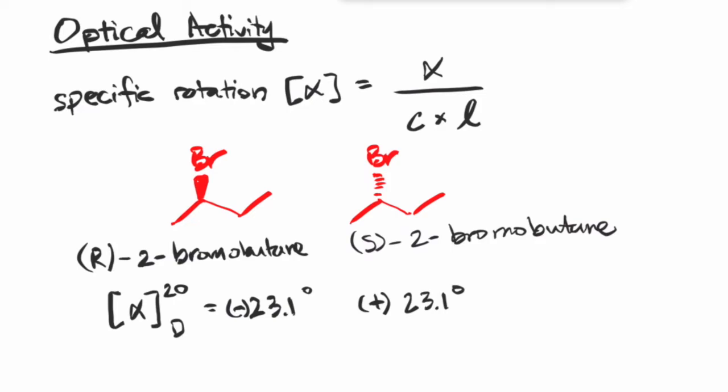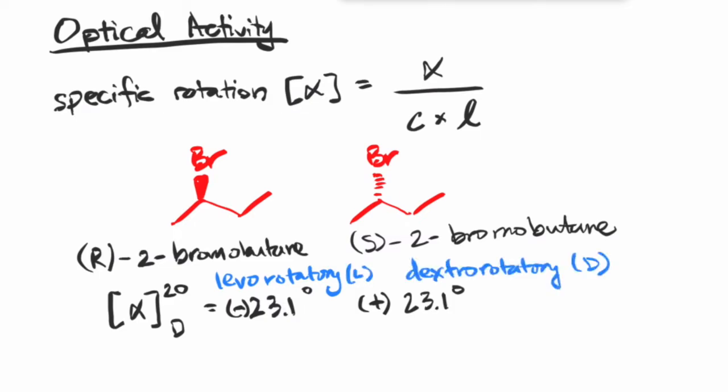Another term I want to introduce here is that when that alpha reading is negative, we say it is turning the light in a left-handed manner. That is called levorotatory. We can sometimes call this L-2-bromobutane. And when your sample turns the light in a right-handed manner, it is called dextrorotatory, signified by the letter D. So again, S-2-bromobutane could also be called D-2-bromobutane.